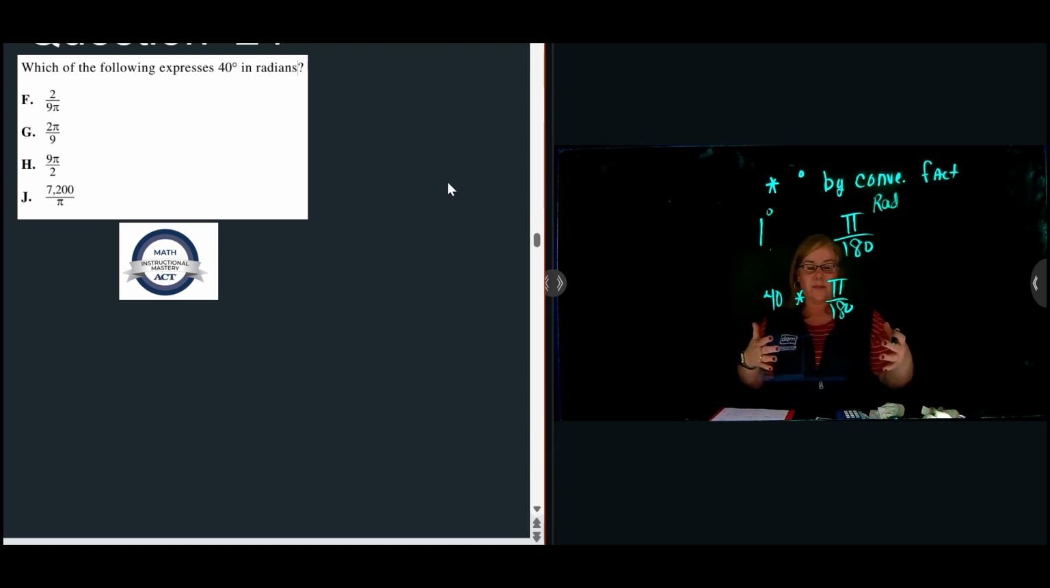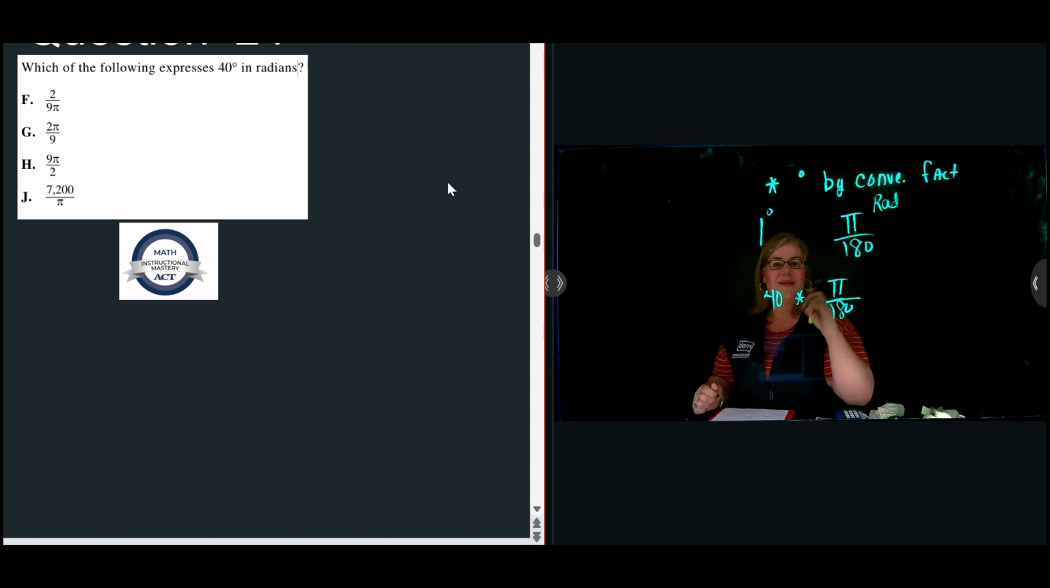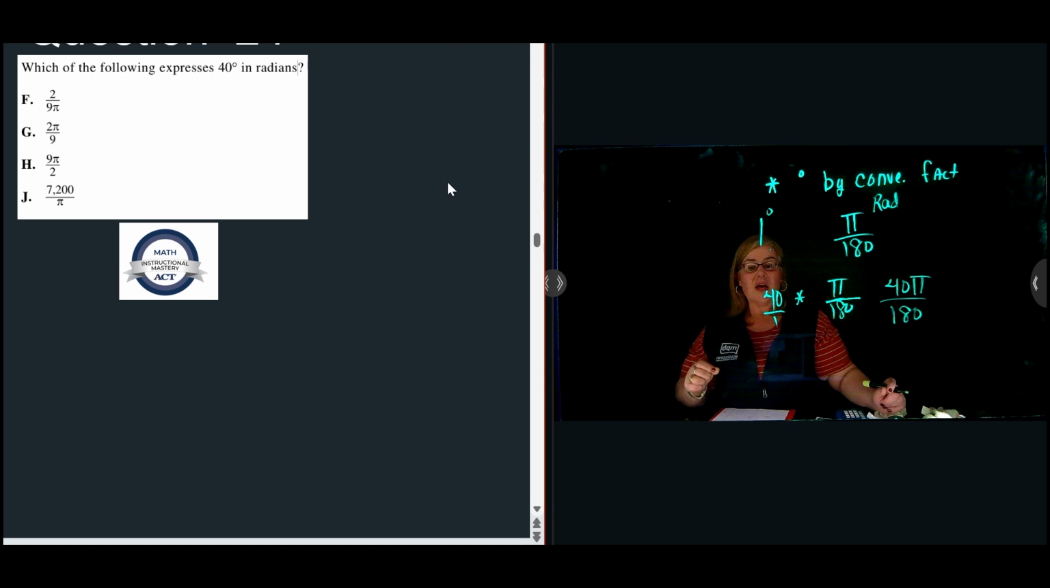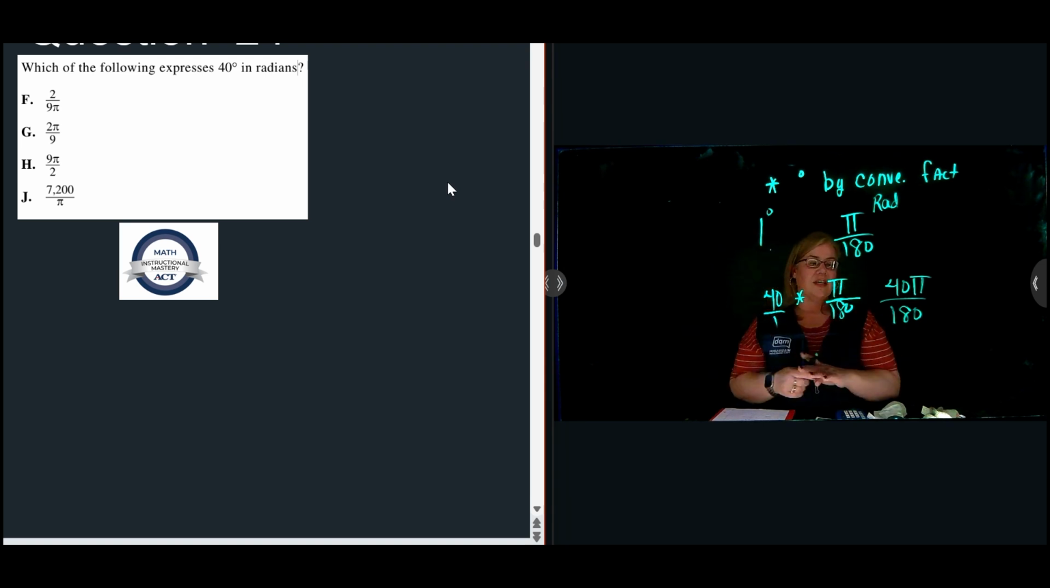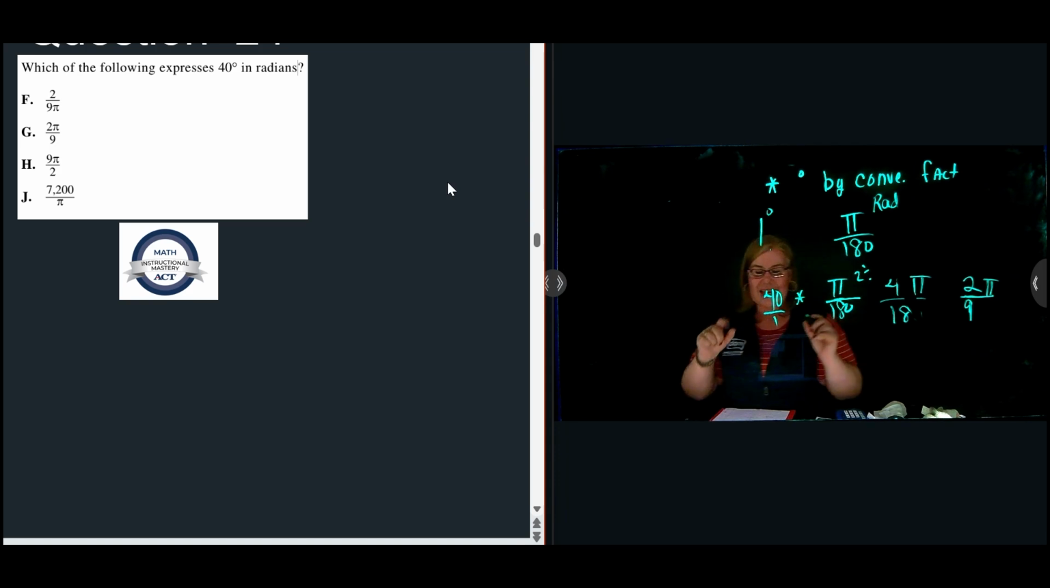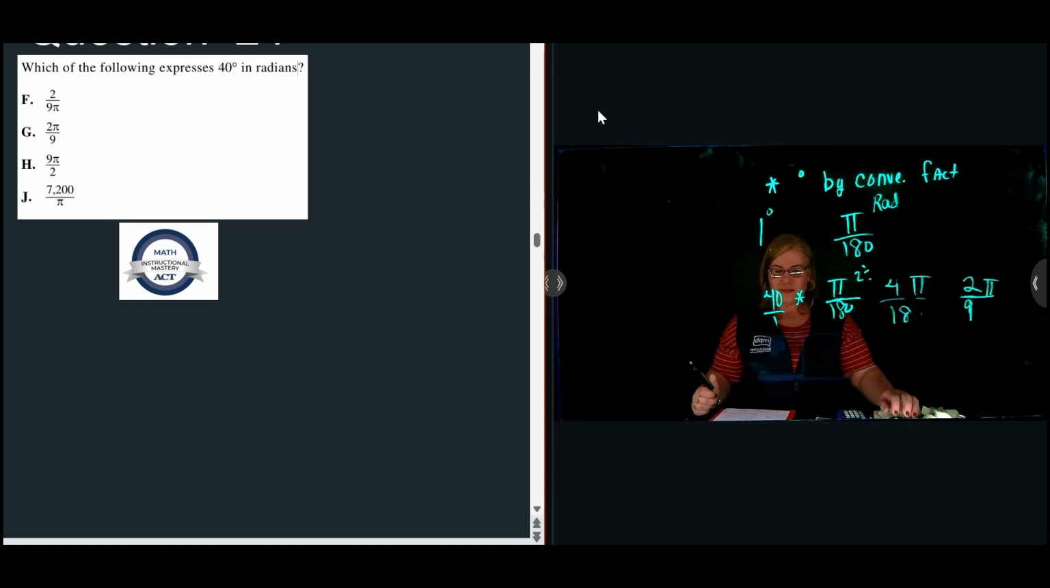So what happens when I multiply fractions? I multiply straight across. So I have 40 pi over 180. Ms. Killen, I don't see that. You don't. So let's go ahead and reduce this fraction. I know I can reduce the zeros off of it. So all I've got to do now is reduce 4 over 18. Well, both of those are what? They're even numbers, so I can divide by 2. So I have 2 pi over 9. Do I see that as my answer? Yes, I do. My answer is G. That is true. Good job, guys.